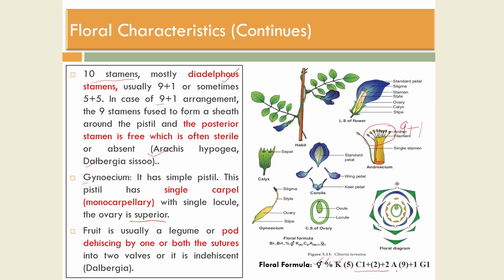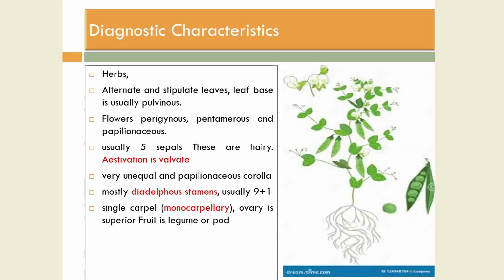The androecium is present in two groups, that is diadelphous, which is one of the characteristics of the family Papilionaceae. You can identify it by the presence of the 9 plus 1 arrangement, and the gynoecium is one, superior, with marginal placentation. So you can easily identify this family by the diadelphous condition and the papilionaceous flower, which gives this family its name.